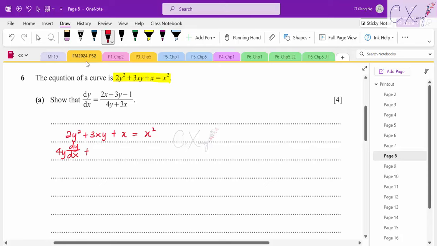Plus, the second term here, we have 3xy. We will treat it as the product of two functions. So maybe the first bracket is 3x, the second bracket is y.